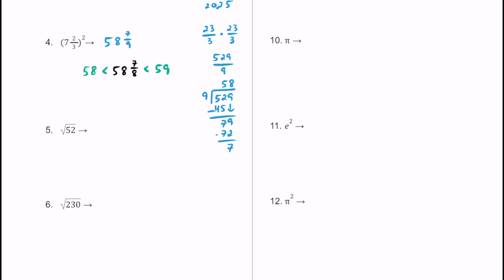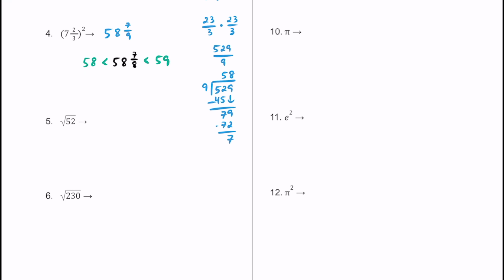Alrighty, for number 5, we have the square root of 52. Now we want to figure out which two perfect squares the square root of 52 is sandwiched between. We know that a perfect square that is less than 52 is 49. That's going to be less than what we're looking for here. And then we have the square root of 52, so I'm going to put 52 right in the middle.